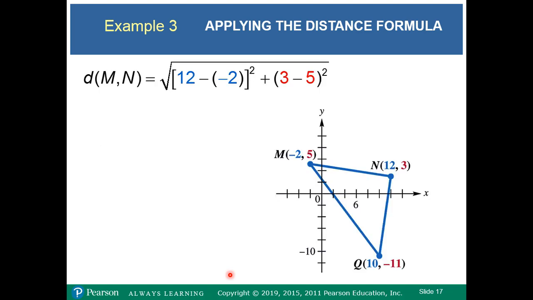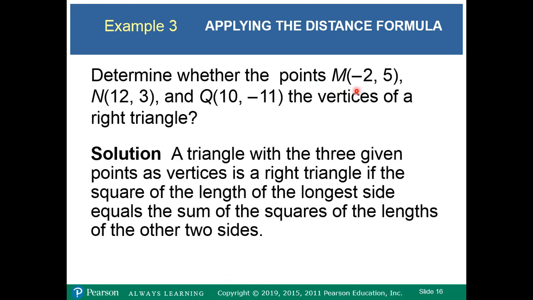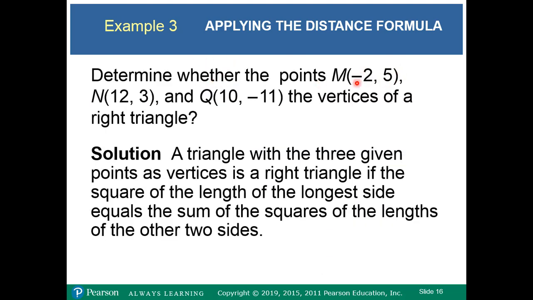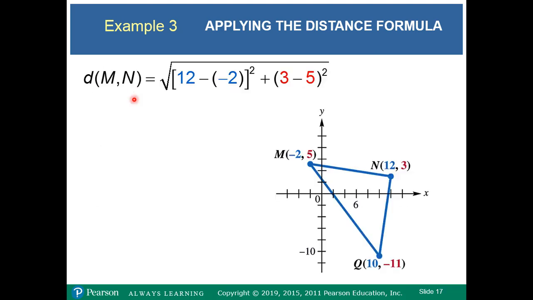So if we use this case here, let's use M, N, and Q. We can use the distance MN, then the distance MQ, and the distance QN. Find all 3 of those distances. Okay, so let's do MN. The distance from M to N is given by this, because we're using -2, 5, and 12, 3. So we use the distance formula, and we find that the distance is the square root of 200.